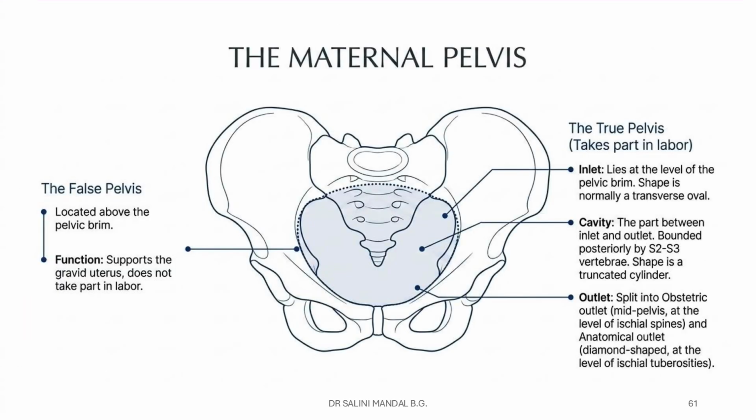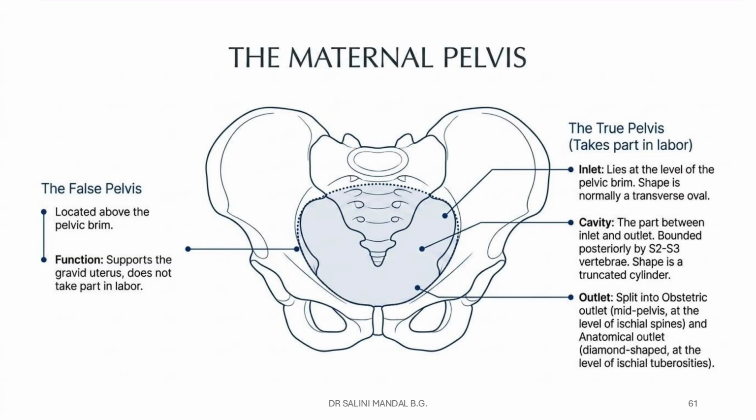Okay, next one, coming to the maternal pelvis. Talking about the false pelvis, it is located above the pelvic brim, and the function is basically to support the gravid uterus. It does not take part in the labor though. But the true pelvis takes part in the labor, and we have an inlet, a cavity, and an outlet.